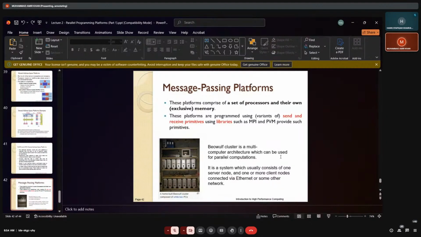Multicomputer architecture can be used for parallel computation. There is a server node, and all the others are basically client nodes, and all are integrated via Ethernet in the network.